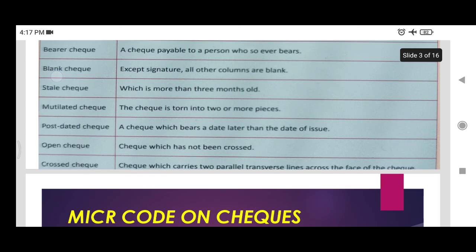What is an open check? A check which is not crossed is called an open check. While making the check, we used to cross the check on the left hand side, to pay to account, like that, by specifying. If you have not specified anything, such a kind of check we call an open check. I hope you understood the difference between the crossed check and open check.